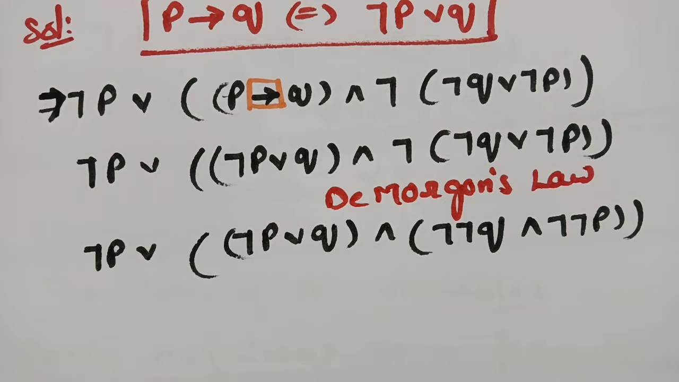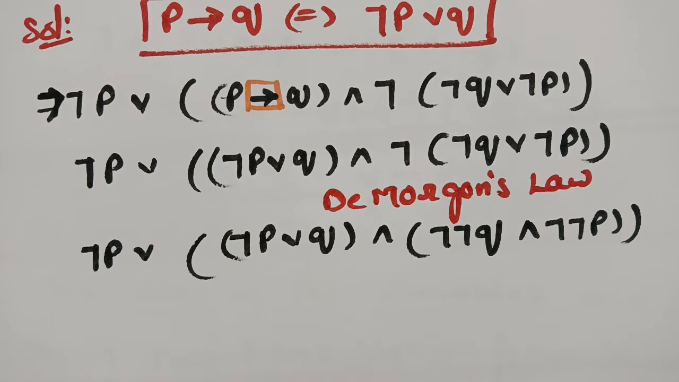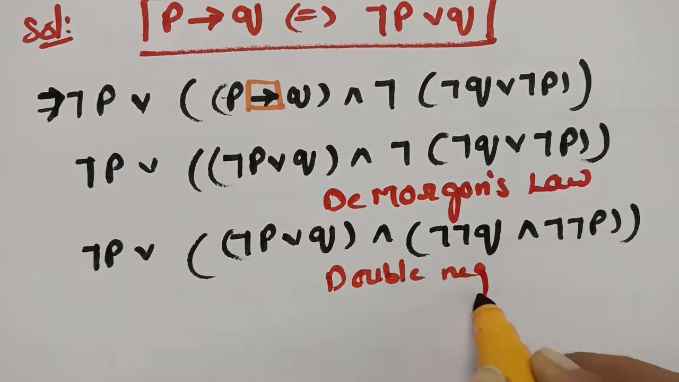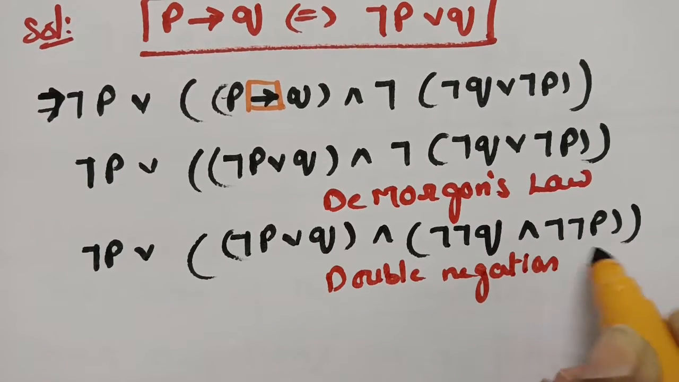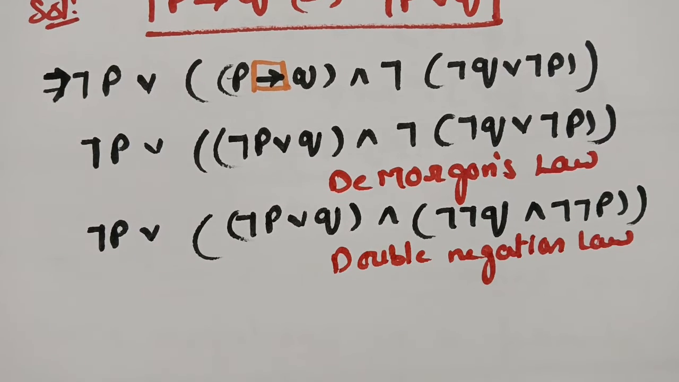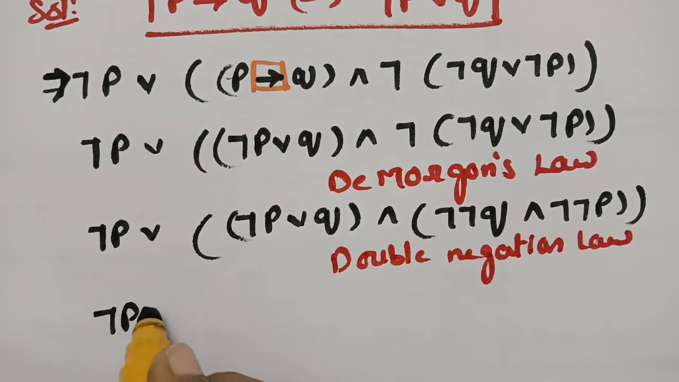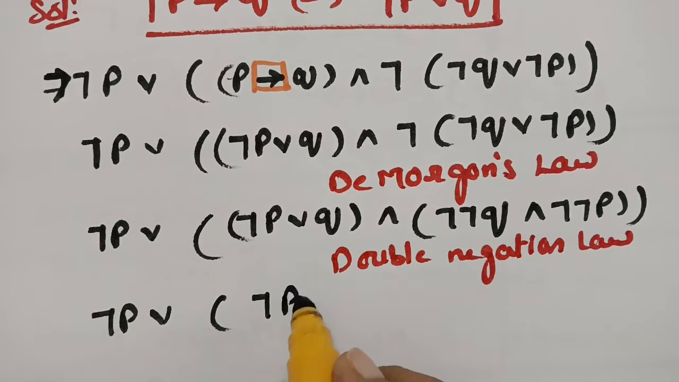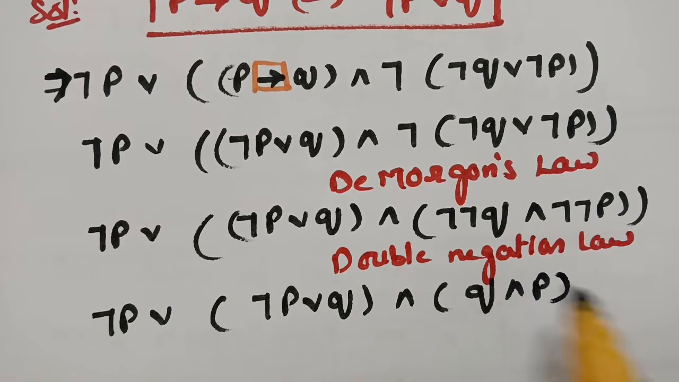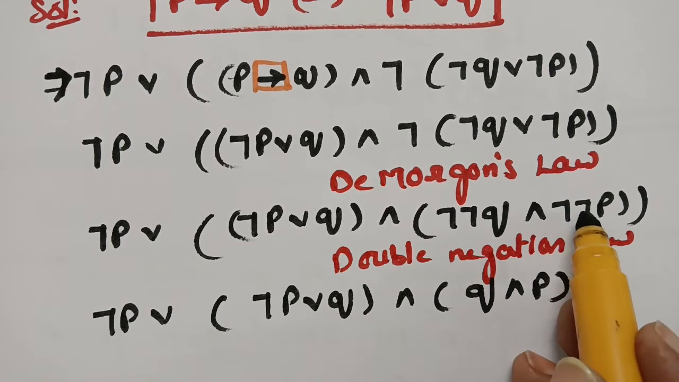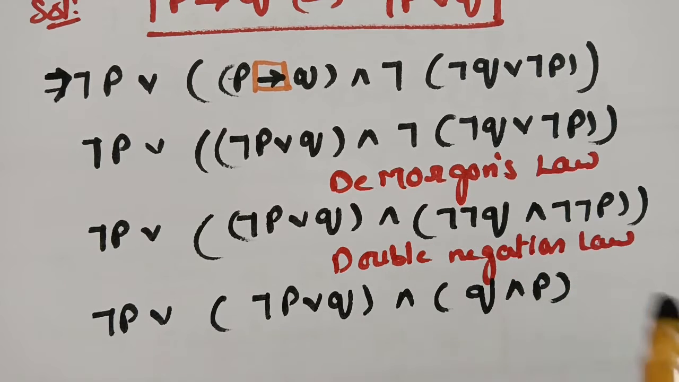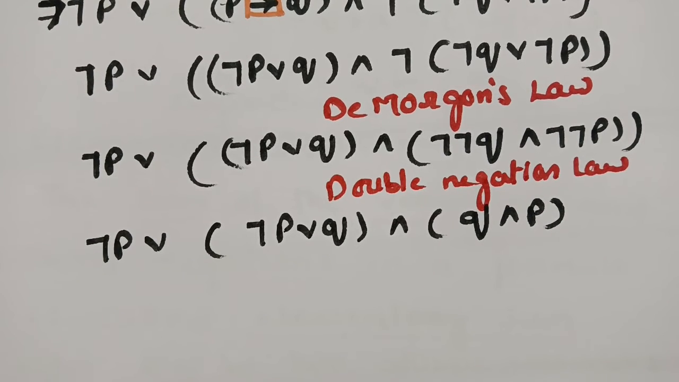And next one, I have to use double negation law. So according to our double negation law, negation of negation will vanish, and this will be negation P or Q, and this will be Q and P. According to our negation law, negation of negation P is nothing but P, and negation of negation Q is nothing but Q. Clear? And after that one, what we have to use?